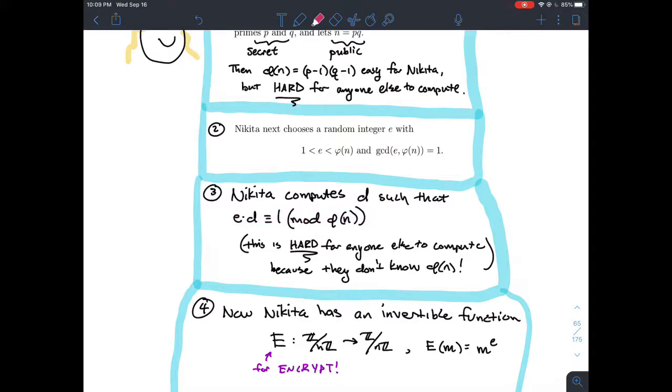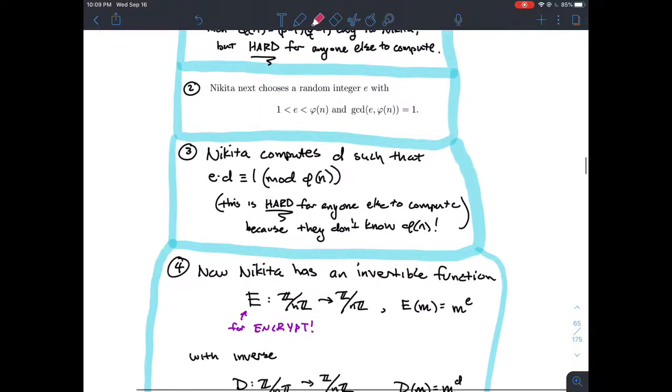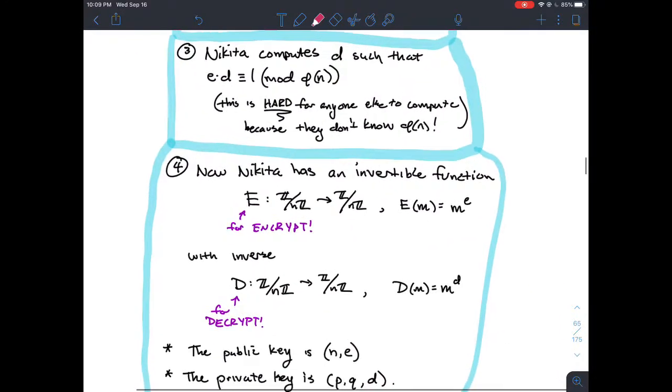And here's what we're going to do with this e and this d, these lowercase letters. Remember, e and d are just integers. So Nikita is going to build her function now. So here's where the trapdoor, one-way function that the book references comes in. We're going to call one direction of it E, and so it'll be from Z mod nZ to itself, where n, again, is something that everybody knows.